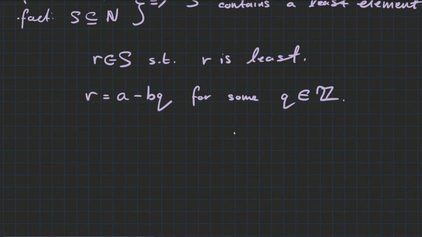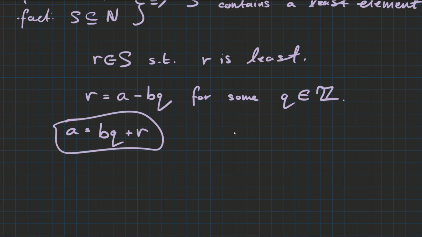Well, okay, great. So now we have it, right? A is just moving that over. We have BQ plus R. Great. There we go. We did it. I showed that there must be some Q and R that satisfies this equation.